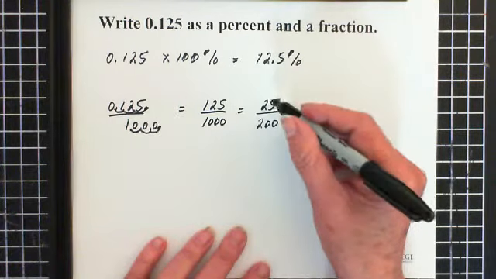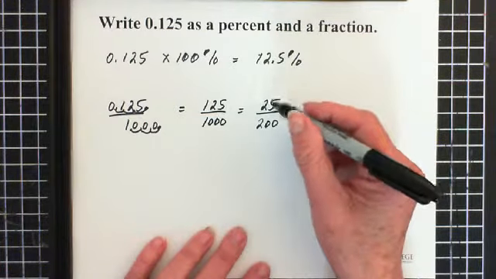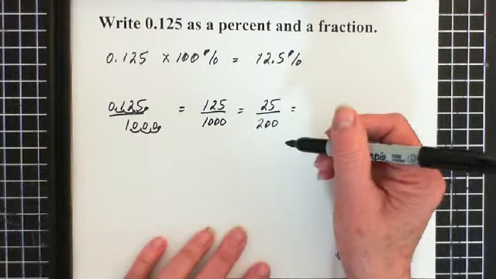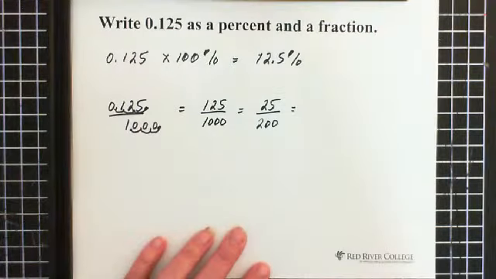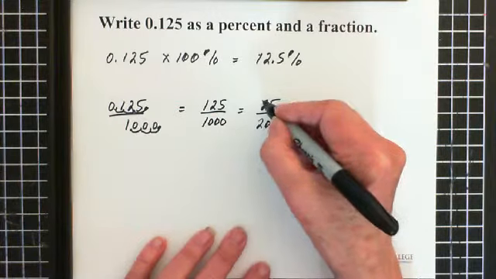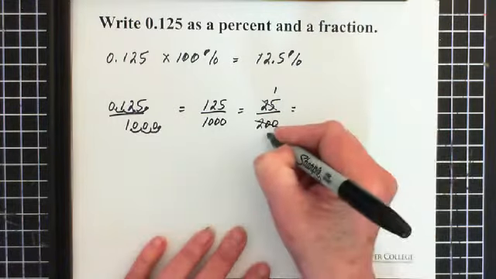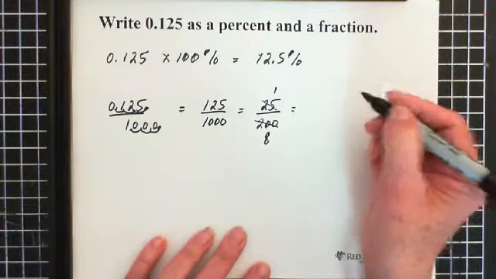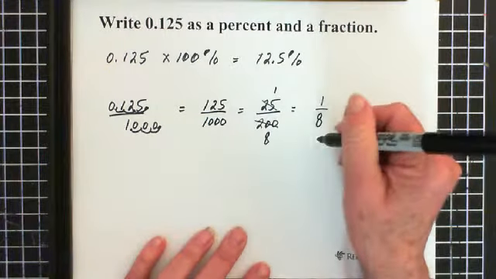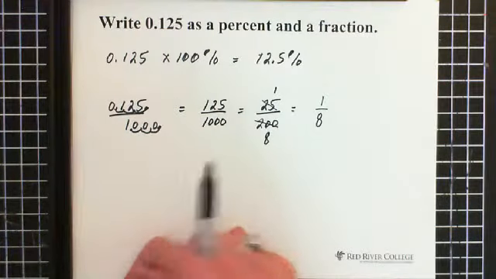So there's 1 quarter here, and I'm talking about money when I say a quarter. So there's 1 quarter here, and there's 8 quarters in $2. So if I decide to use 25, 25 divided by 25 is 1. 200 divided by 25 is 8. So now we have 1 over 8. And 1 over 8 is the fraction when we're talking about this number 0.125.